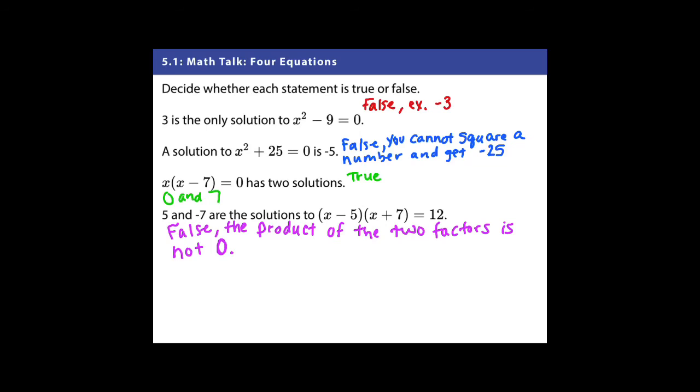And then the last one, 5 and negative 7 are the solutions to x minus 5 times x plus 7 equals 12. That is false because the product of the two factors is not 0. So this would be false because this isn't a 0, it's a 12.